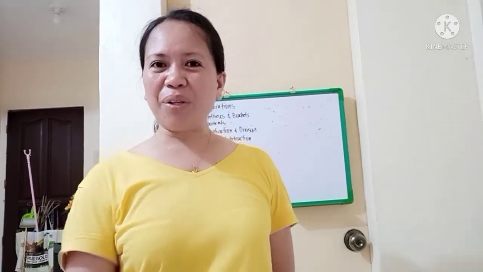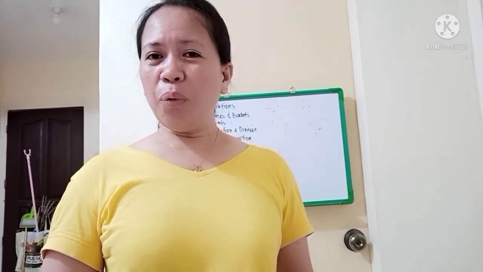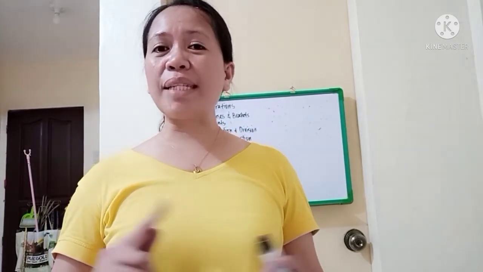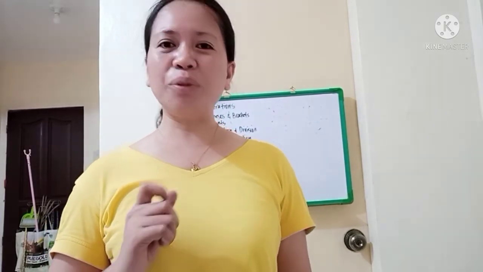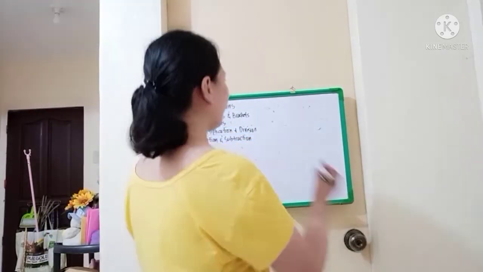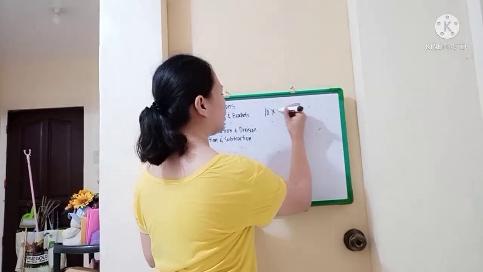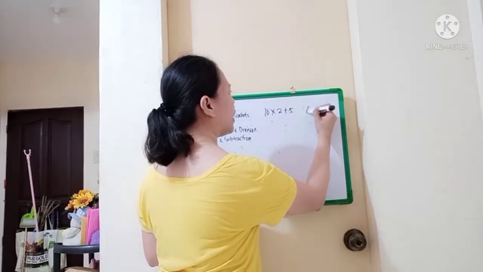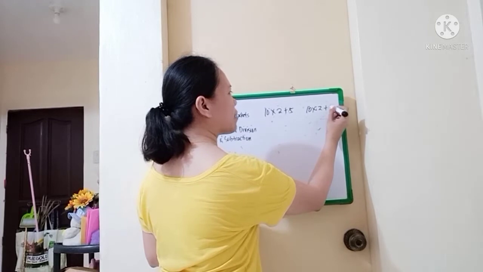This time, I'm gonna give you an example to let you know that math rules are very important. Let's start with these equations. I will be giving you two equations with the same numbers, but we need to solve them in different orders. 10 times 2 plus 5, and then 10 times 2 plus 5.